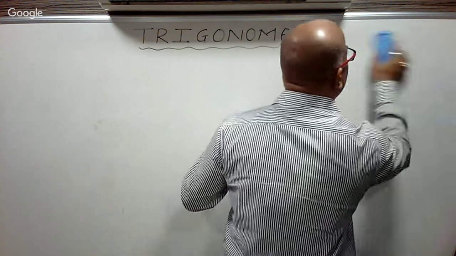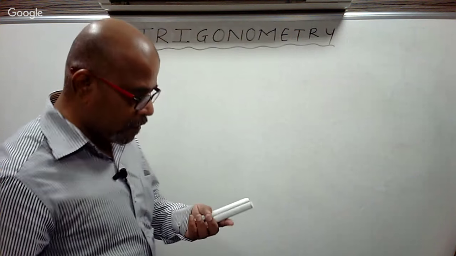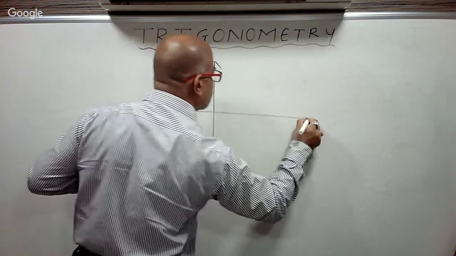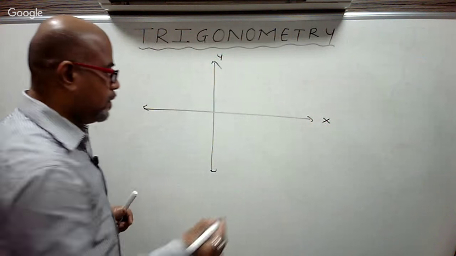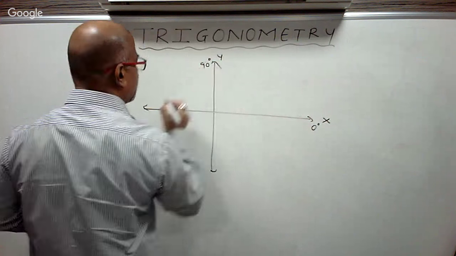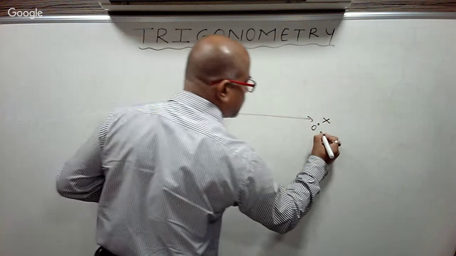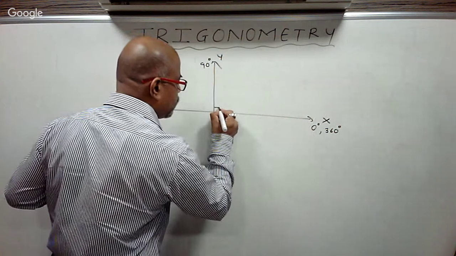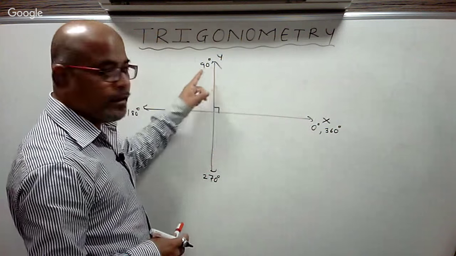Moving on to the position of angles, the values of angles in the coordinate system. Here I draw two axes. You know that this one is the x-axis and this one is the y-axis. This angle is 0 degree, then 90 degree, here 180 degree, then 270 degree, and the last is 360 degree. Because these two axes are perpendicular, each angle is increased by 90 degree: 0 to 90, 90 to 180.